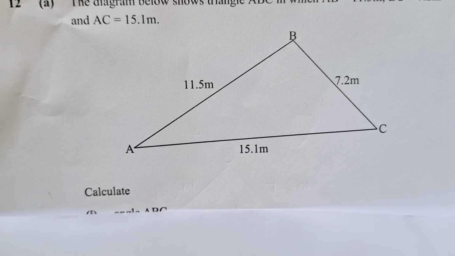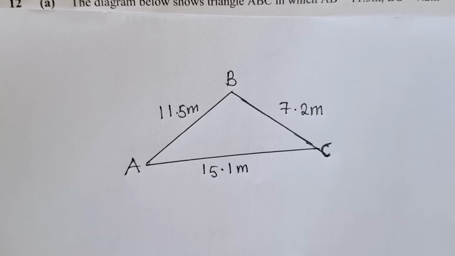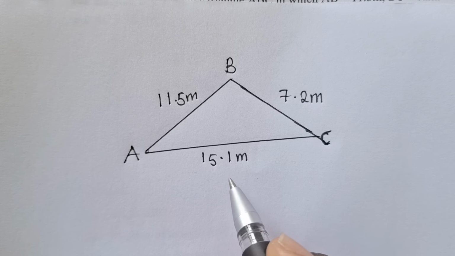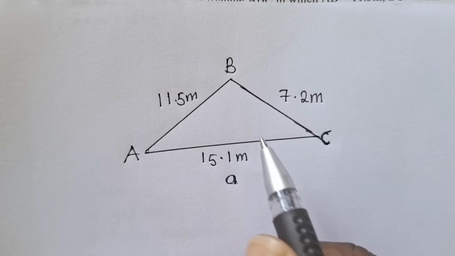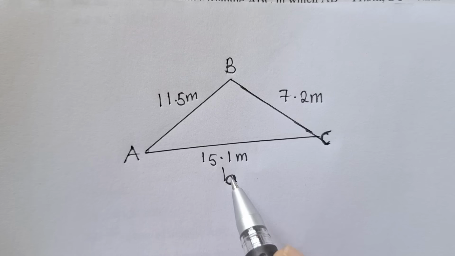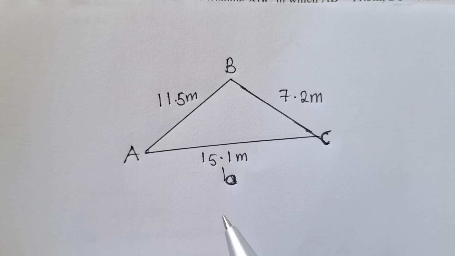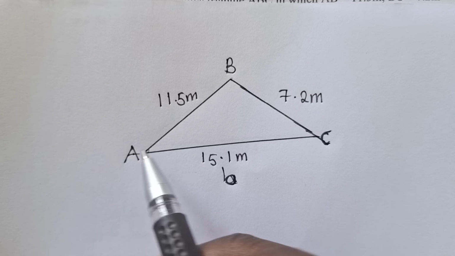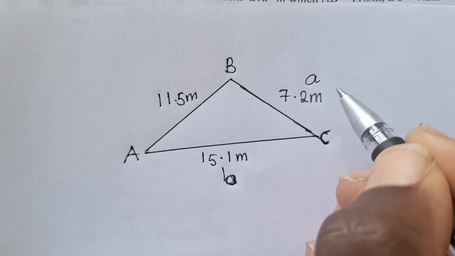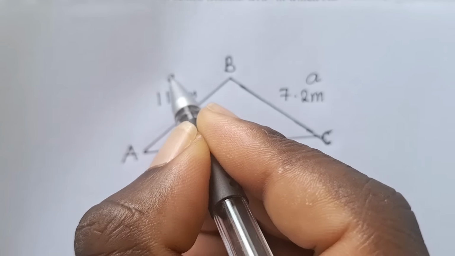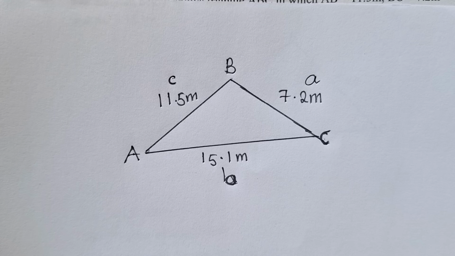Now to calculate this angle, we first need to label. So this is our small letter b, since capital letter B is here, and we know that capital letters represent angles, while small letters represent sides. Capital letter A, small letter a will be this side. Capital letter C, small letter c will of course be this side.